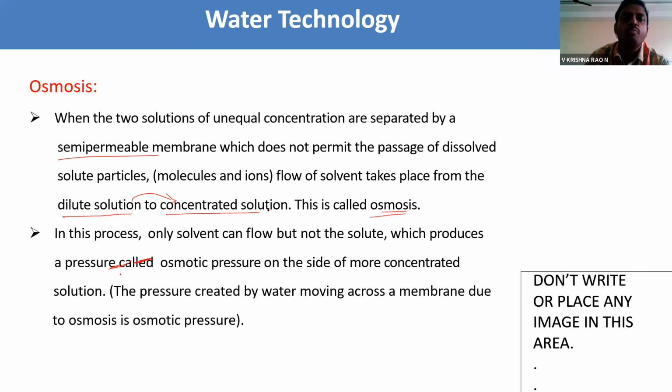The movement of particles from the dilute solution, which contains less concentration, to the more concentrated solution is called osmosis. Here in this process, only solvent can flow but not solute. If you take a beaker, it contains solute and solvent, and solute and solvent together give rise to a solution. Only the solvent can flow but not solute, which produces osmotic pressure on the side of the more concentrated solution.